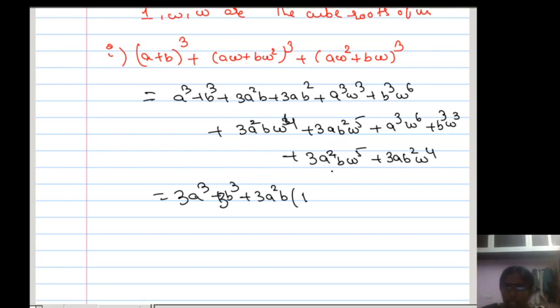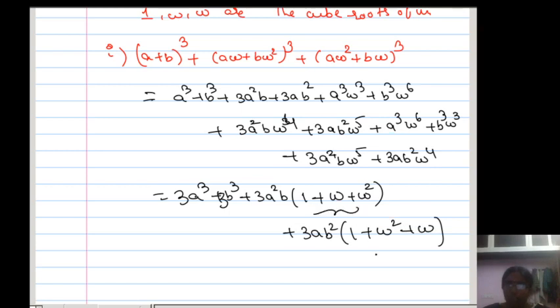So next 3a square b common. For 3a square b, 1 plus here omega power 4 can be written as omega. Next 3a square b omega power 5 can be written as omega power 2. Similarly 3ab square common, 1 plus omega power 5 can be written as omega power 2. Omega power 4 can be written as omega, 3ab square. Remaining completed. But I know 1 plus omega plus omega square value is 0 because of roots of unity.